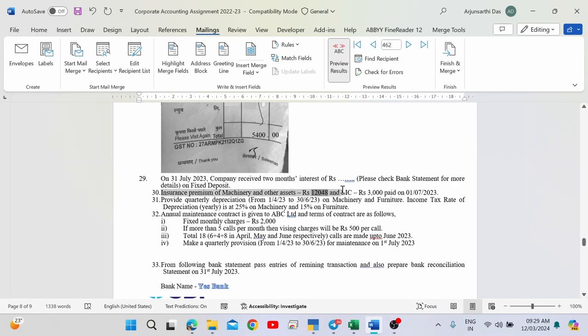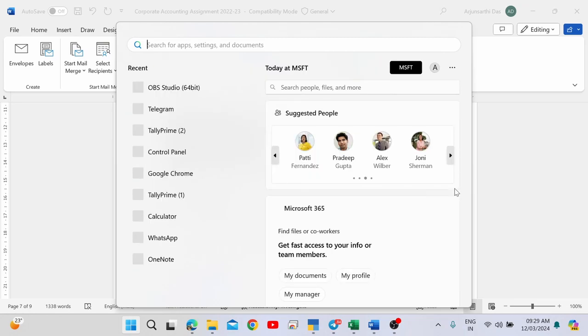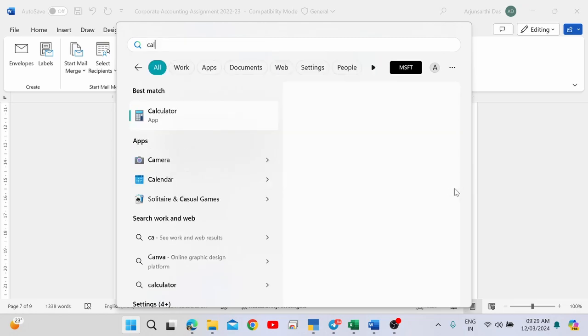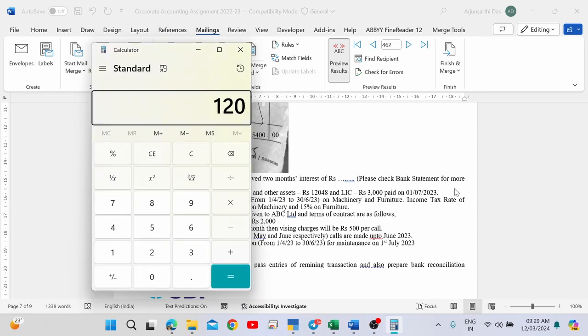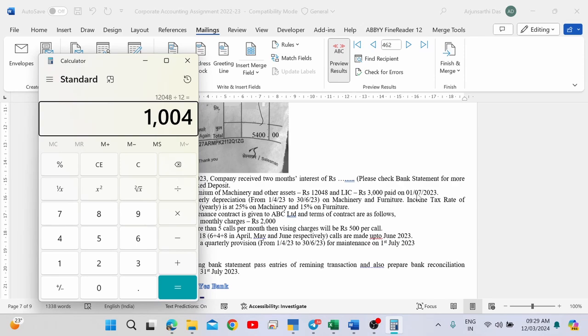Here, the full amount of the insurance premium, that means for 12 months, is 12,048. If you divide it with the help of a calculator, 12,048 divided by 12, then you will find 1,004 rupees per month.